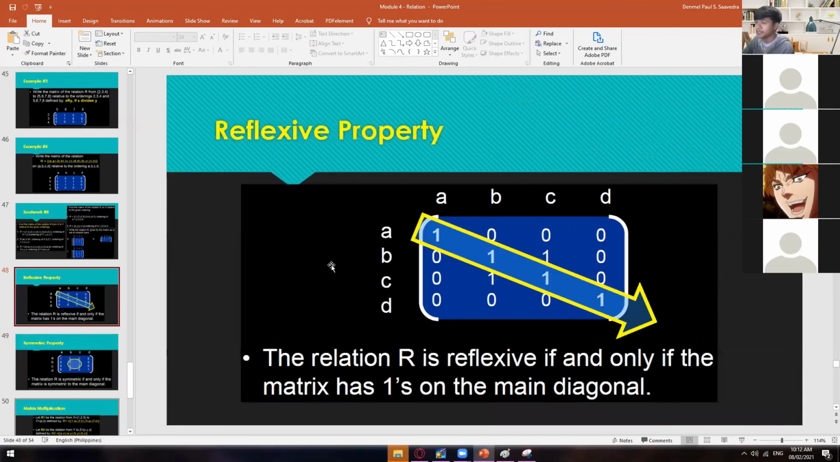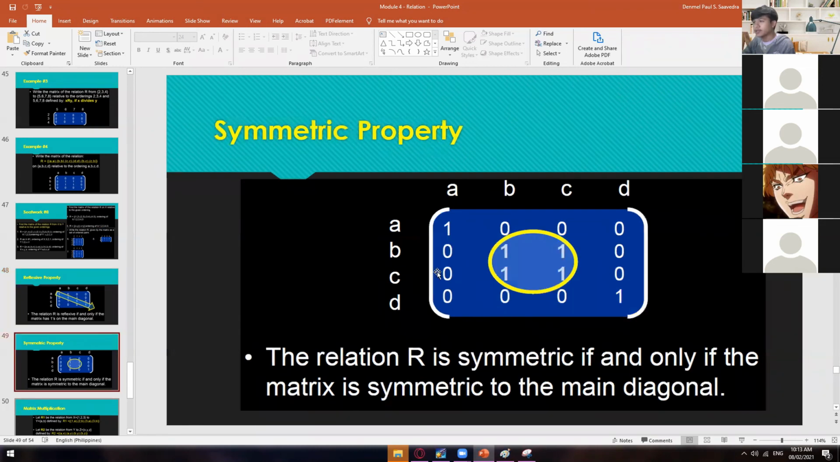All right. Okay, let's now move on to the next one. We have here the representation on a matrix of reflexive properties. As you can see, we have AA, BB, CC, and then DD. A relation R is reflexive if and only if the matrix has ones on the main diagonal. So this is the main diagonal. Okay. And we also have the symmetric property if we have this kind of representation on the matrix. So we have BC and then we have CB.